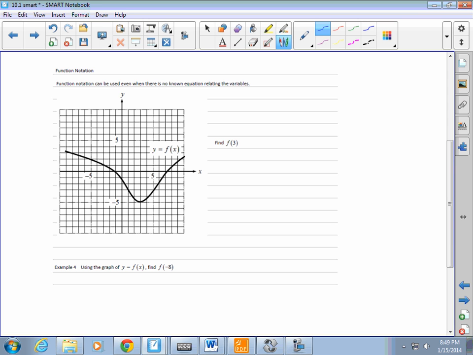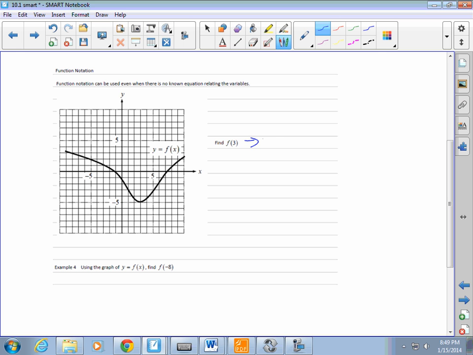Okay, the next part says the function notation can be used even when there is no known equation relating the variables. So you can pick out values from an equation when you're not actually given the equation, but you're given the graph of it. So this one says find f of 3. So find the function of 3.